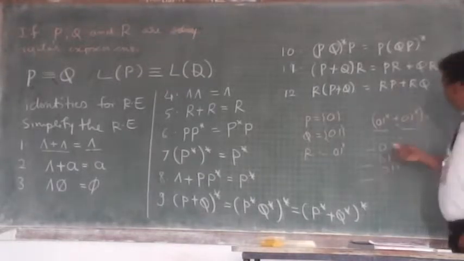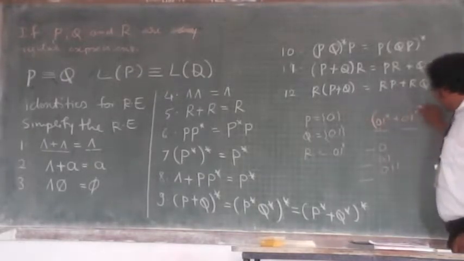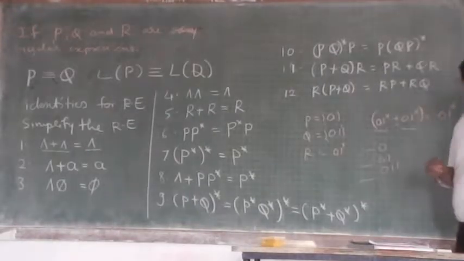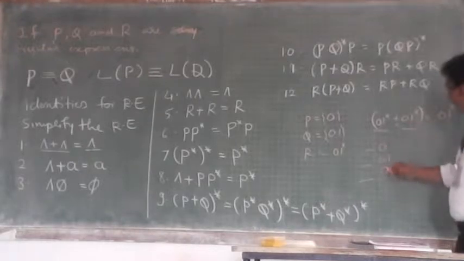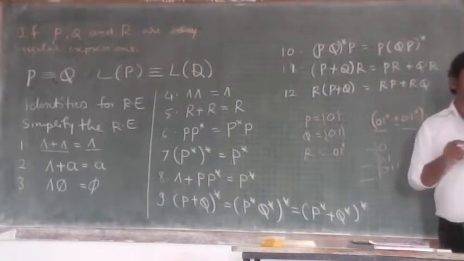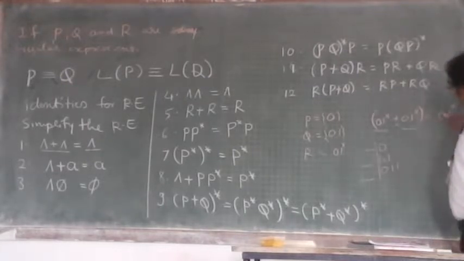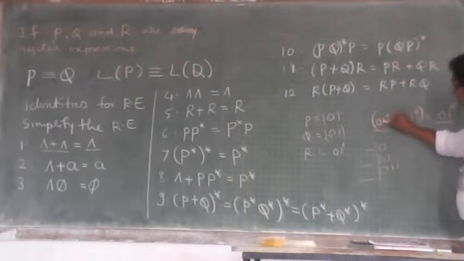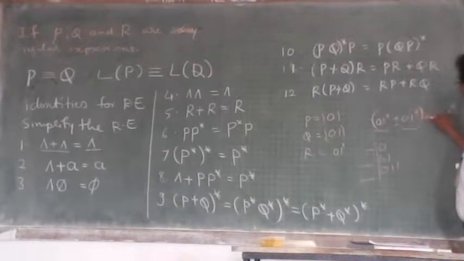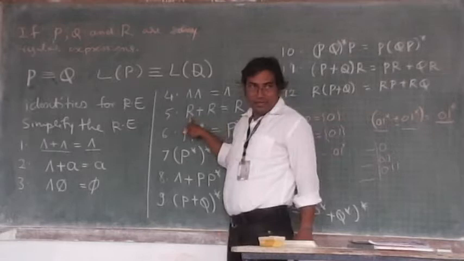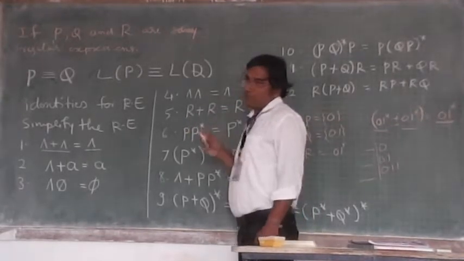Get it? So by having only the regular expression 01 star, is it possible to generate the strings which I already generated by using this regular expression? By using this regular expression also, I am able to generate the same set of sentences. That is why this regular expression, 01 star plus 01 star, is equivalent to 01 star. That is why this identity is written, R plus R is equal to R.